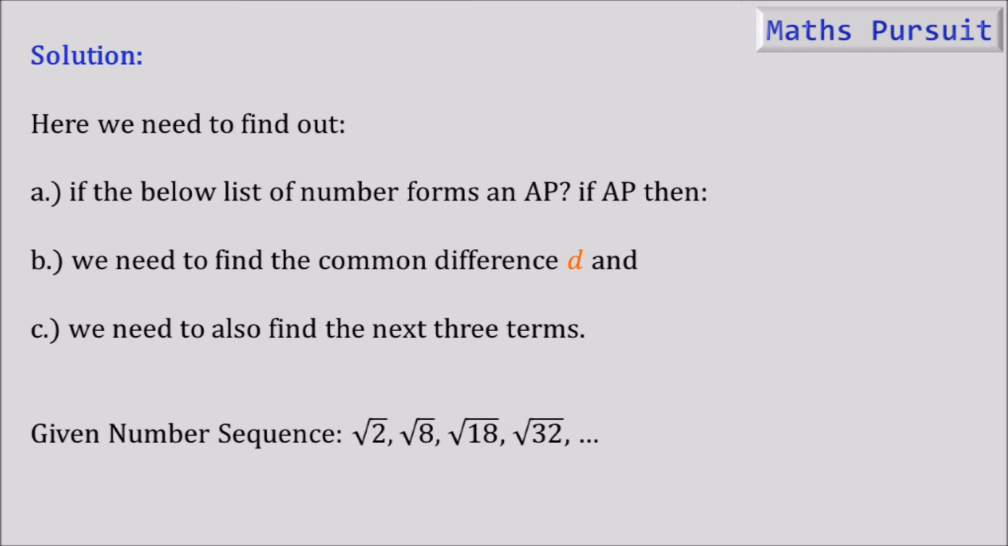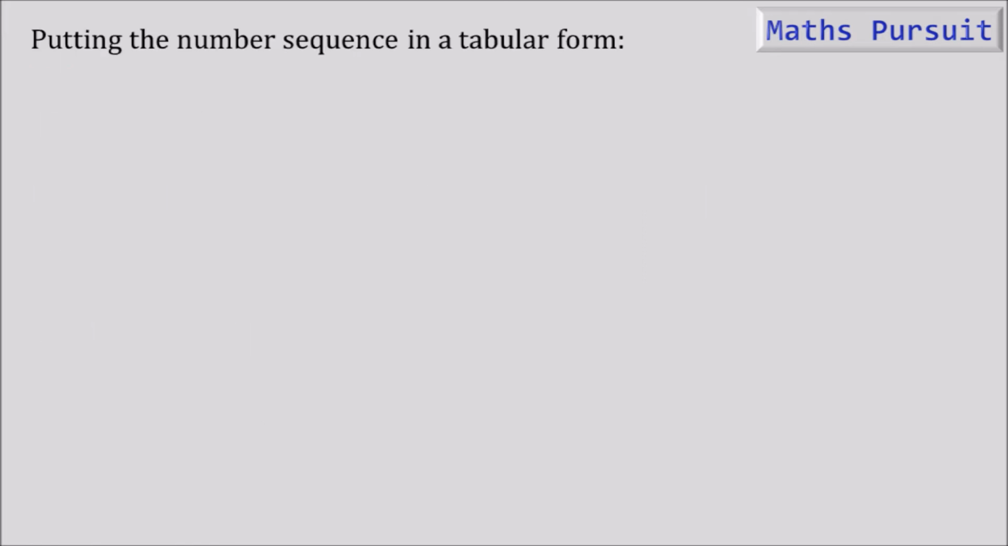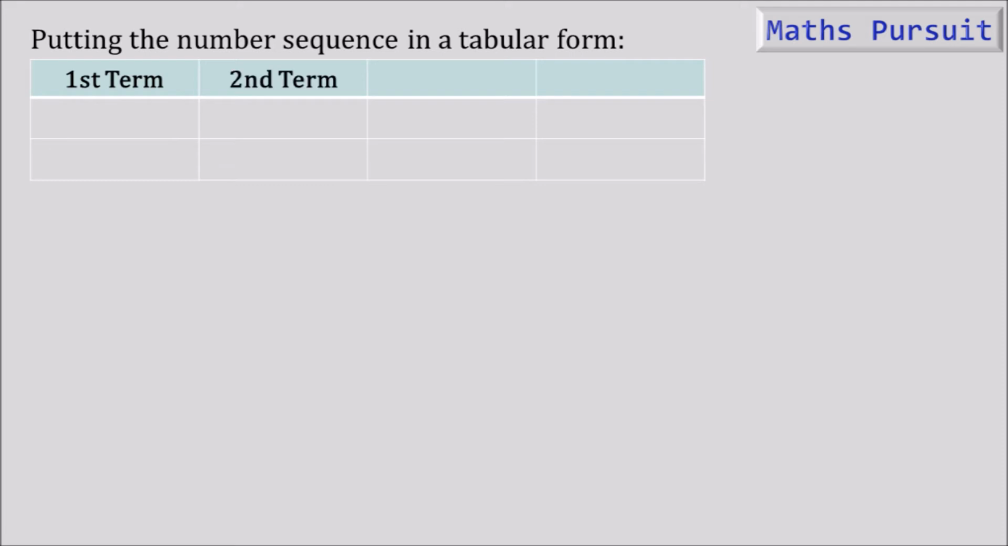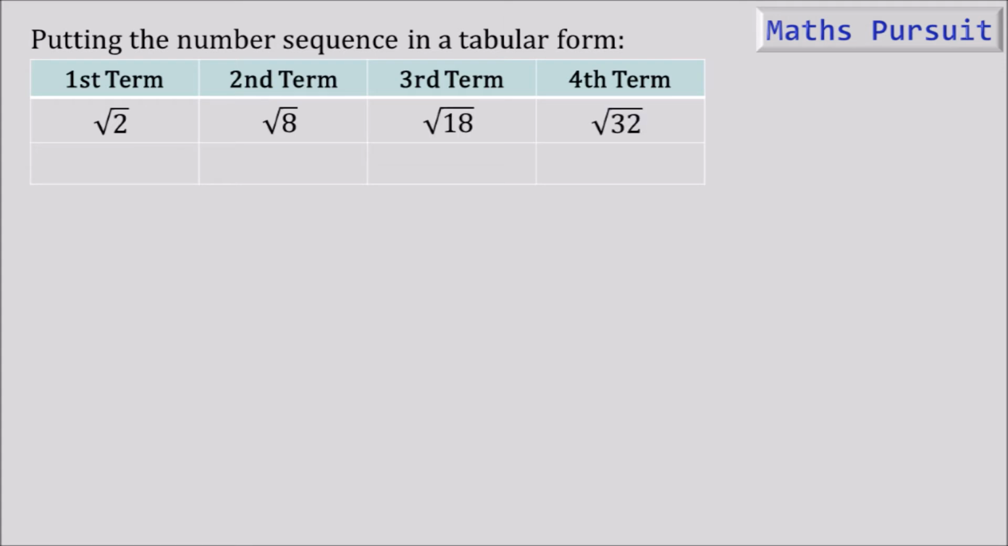Now, given number sequence, root 2, root 8, root 18, root 32. Now putting the number sequence in a tabular form. Guys, I always prefer to put the given number sequence in a tabular form so that it will help us in making our calculations without confusing among the numbers. And here I am creating a 4-column table with 3 rows because we have 4 given numbers. Now naming first term to first cell, second term to second cell, third term to third cell, fourth term to fourth cell. Now putting the first value, that is root 2, under first term, root 8 under second term, root 18 under third term, root 32 under fourth term.